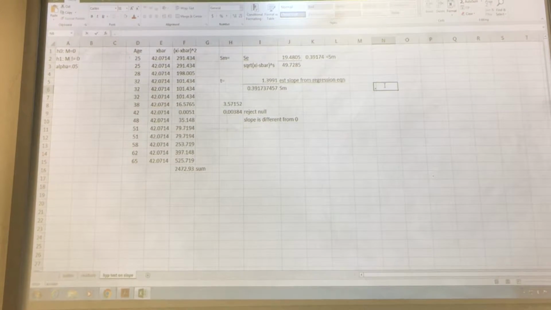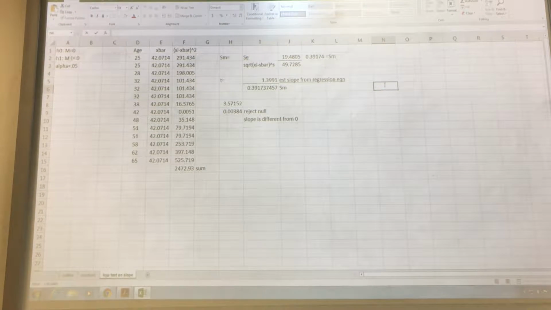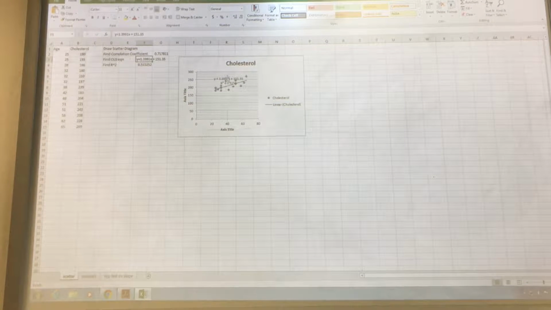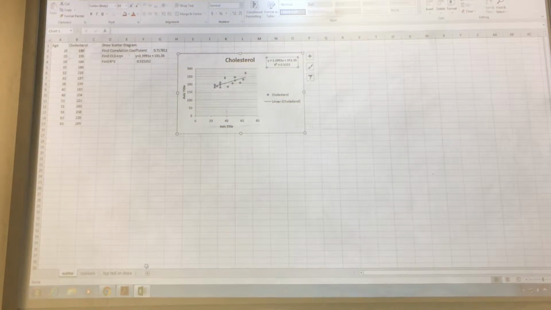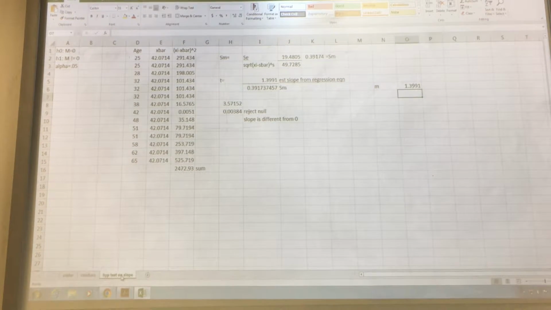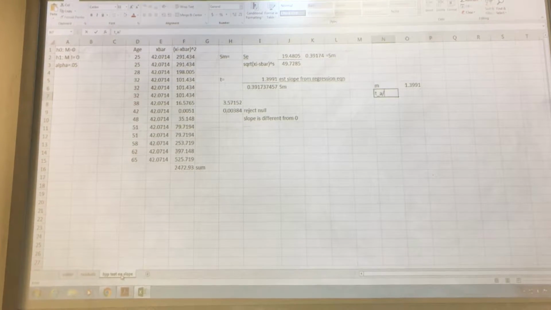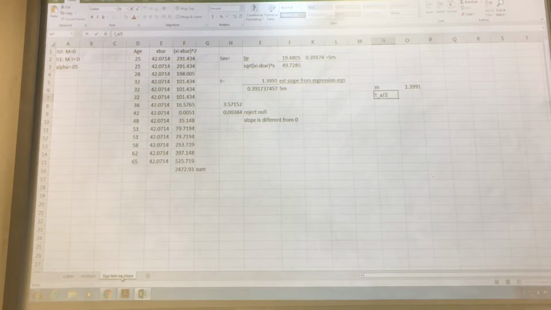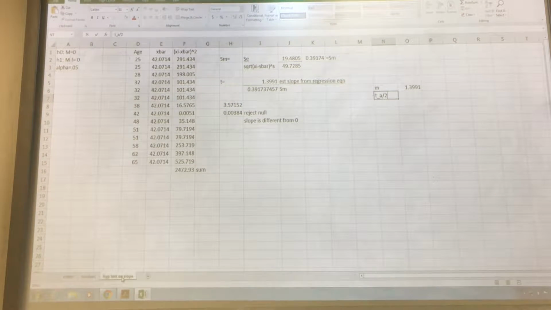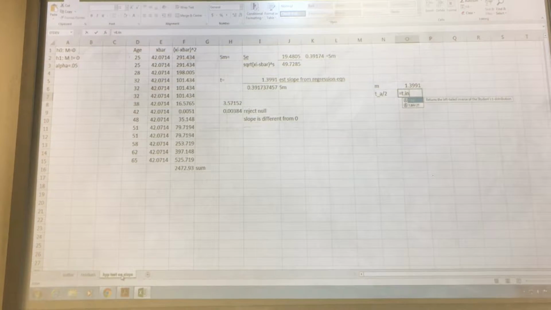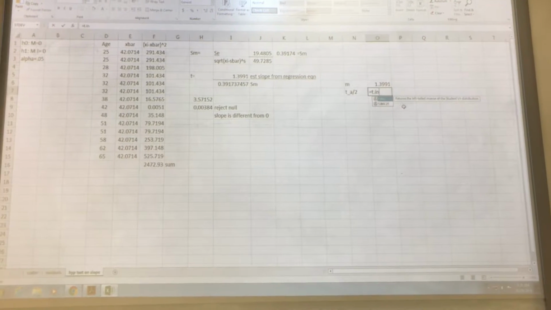M in this case is, well, that's not on this page. That's from the scatter plot, which is 1.3991, right? So 1.3991. I need my T sub alpha over 2. And do you guys know how to pull this up on the computer without this table? How do you do it? T dot inverse. We're going to do the inverse two-tailed.